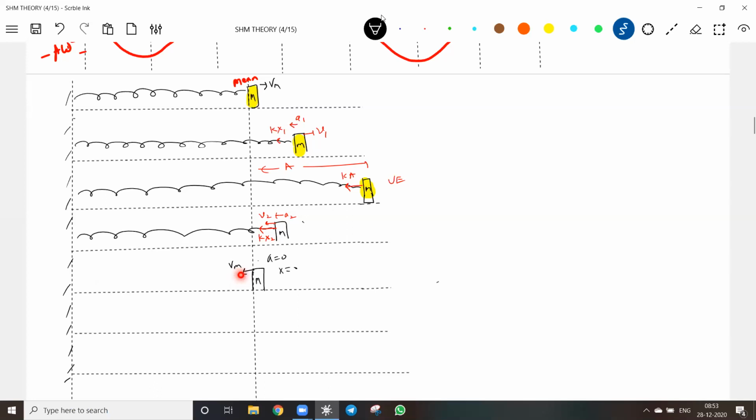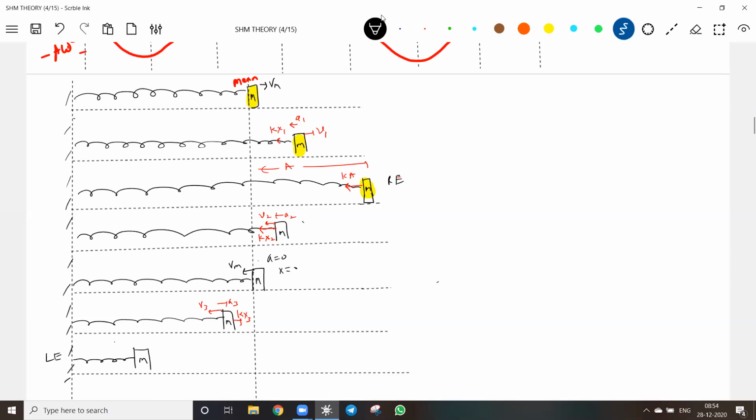Then, because of this maximum speed, what will happen to the block? It will start compressing the spring. Then how will the spring force act? The spring force will act in this direction, Kx3. The velocity will be v3, a3. At the very next position, it will come to the extreme and come to instantaneous rest. Sorry, this is the right extreme, and this is called the left extreme.